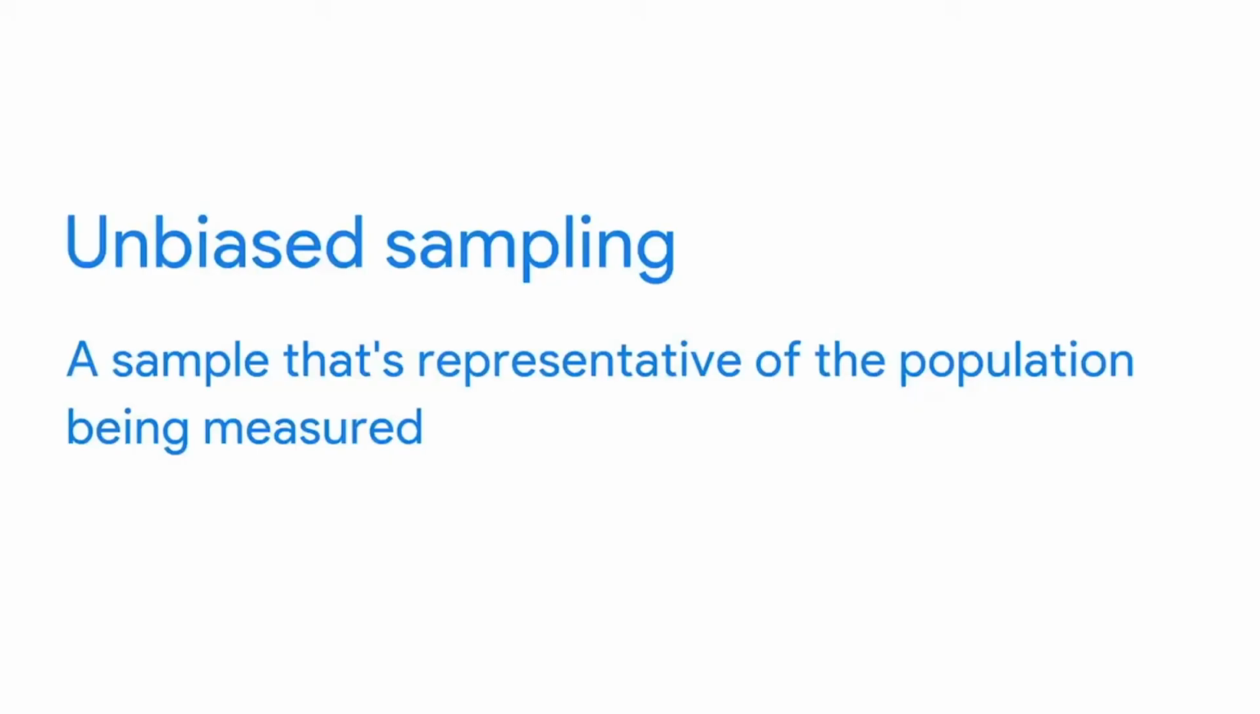Let's say there's 50 students in one class, and you want to know if the majority prefers warm weather or cold weather. You decide to survey 10 female students and determine that the class prefers warm weather. But wait, there's some bias here. Your survey wasn't a fair representation of the entire class because it didn't include males and non-binary students. If you'd used a more randomized sample of the population that included all genders, you'd have an unbiased sample. Unbiased sampling is a sample that's representative of the population being measured.